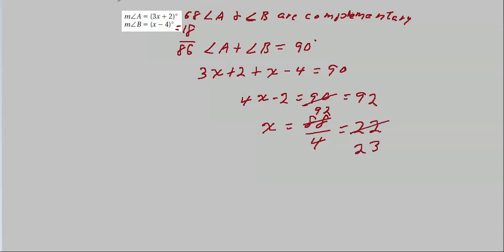If I try that over here, what do I get? 23 minus 4 is 19. 3 times 23 is 69, and 2 is 71. Well, this is looking a lot better to me. How about you? 90. So there we go.